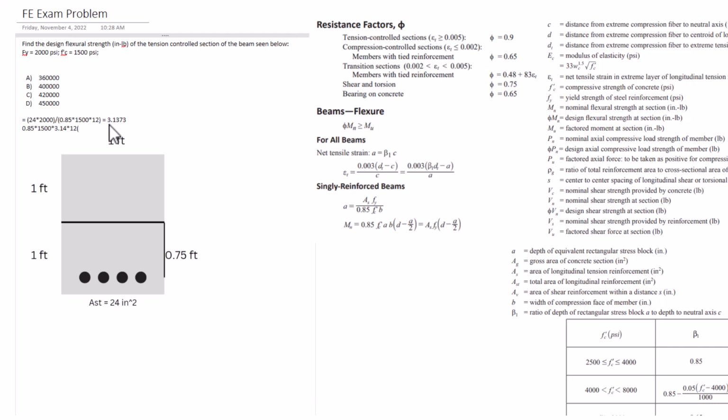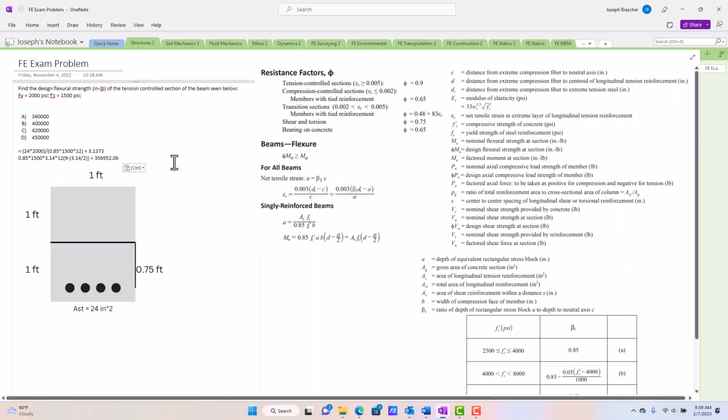distance from extreme compression fiber to centroid of longitudinal tensional reinforcement. So it's the distance from the center to the steel reinforcement in the block, and that's 0.75 feet or 9 inches, and that's going to be minus 3.14 divided by 2. And all that's going to equal 356,952.06. So you might think, okay, A is my answer, but we're not done yet.